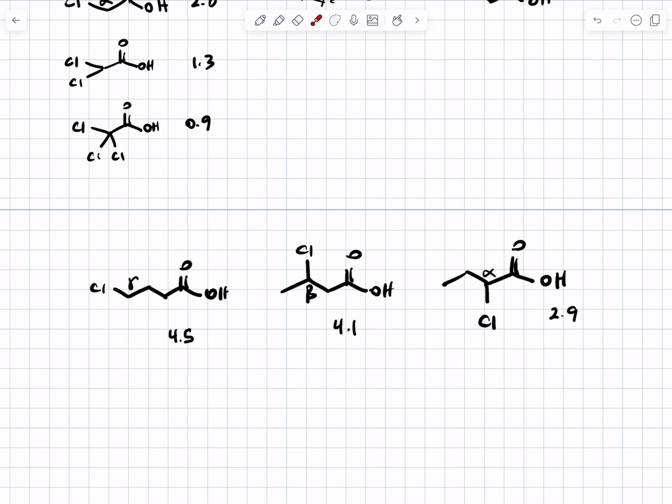What would be an example of like electron donating? What would be an example of an electron donating group in this case? You would want something that is more electronegative, or rather less electronegative than carbon.